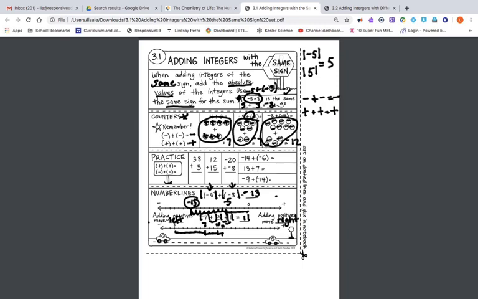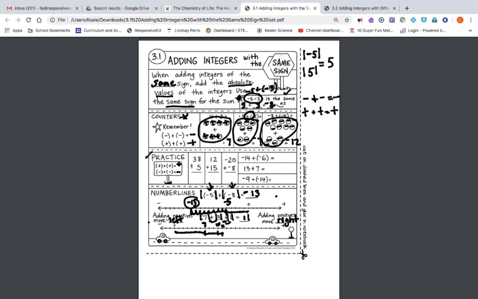Okay, and again, practice down here. Positive plus a positive is always going to be positive. A negative plus a negative is always going to be negative. So just wrap that around your head. If I'm adding and I have the same signs, I add and keep the signs.